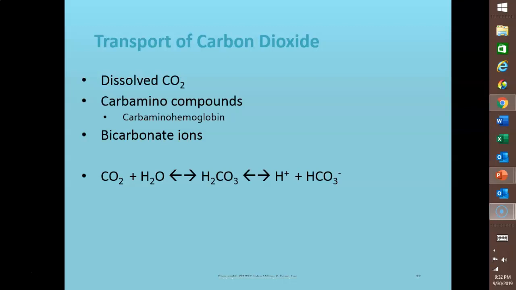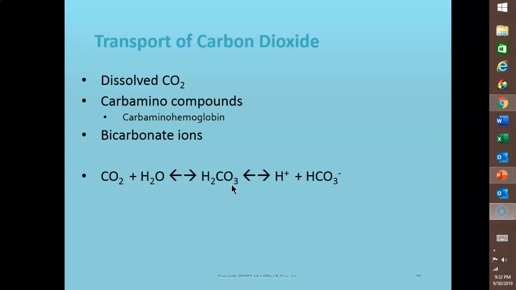The third way that CO2 is carried is the greatest percentage of the CO2, about 70%, and that's transported in the blood plasma as bicarbonate ions. So as CO2 diffuses into the systemic capillaries and enters the red blood cells, it reacts with the water in the blood and forms carbonic acid. So if you look at the equation, carbon dioxide with water forms carbonic acid.